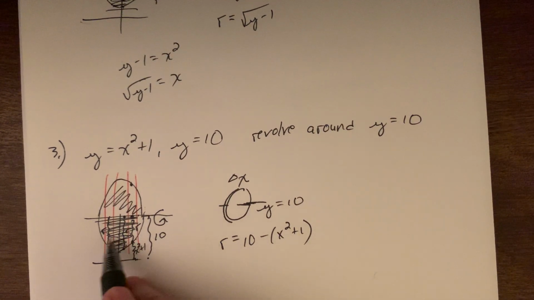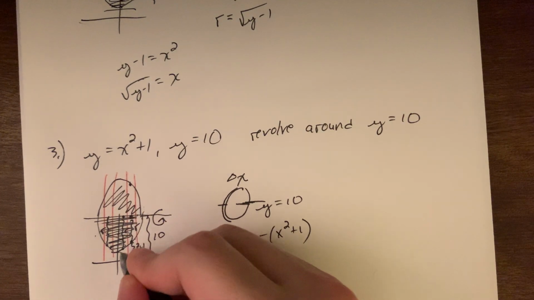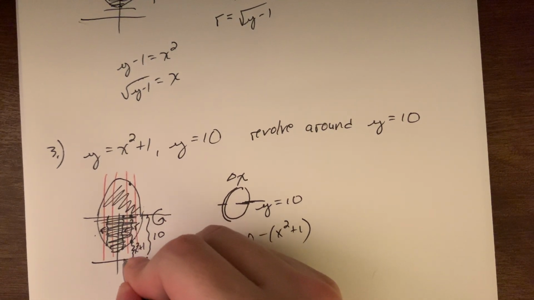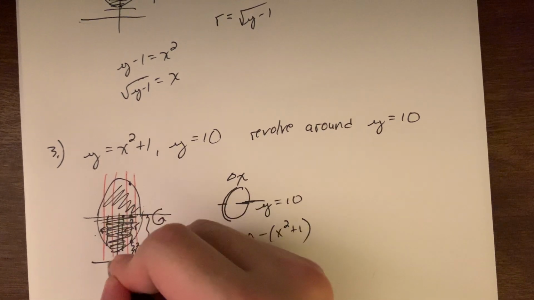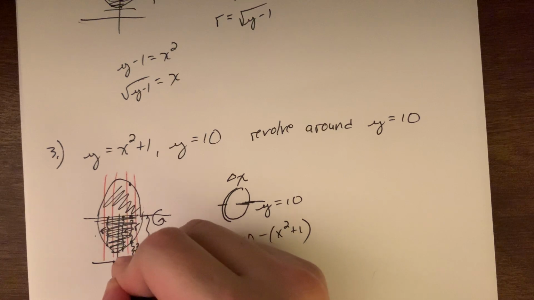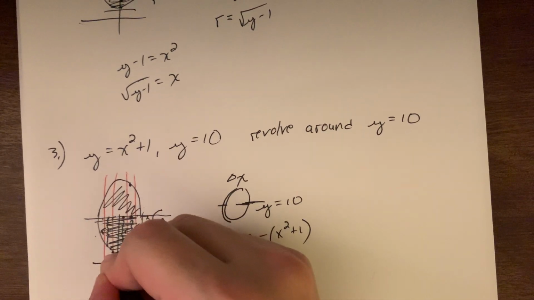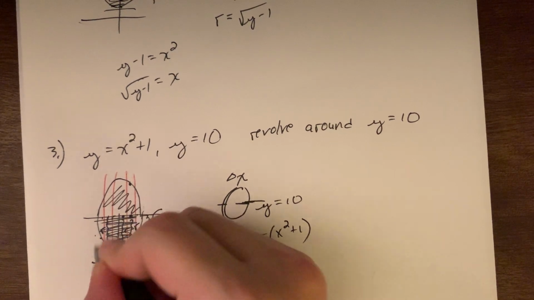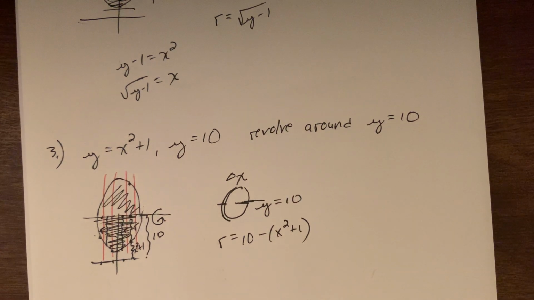And even if you do this with one of the other disks, it's the same thing. This distance is still 10. This distance is x squared plus 1. So 10 minus x squared plus 1. Each time, it's 10 minus quantity x squared plus 1.